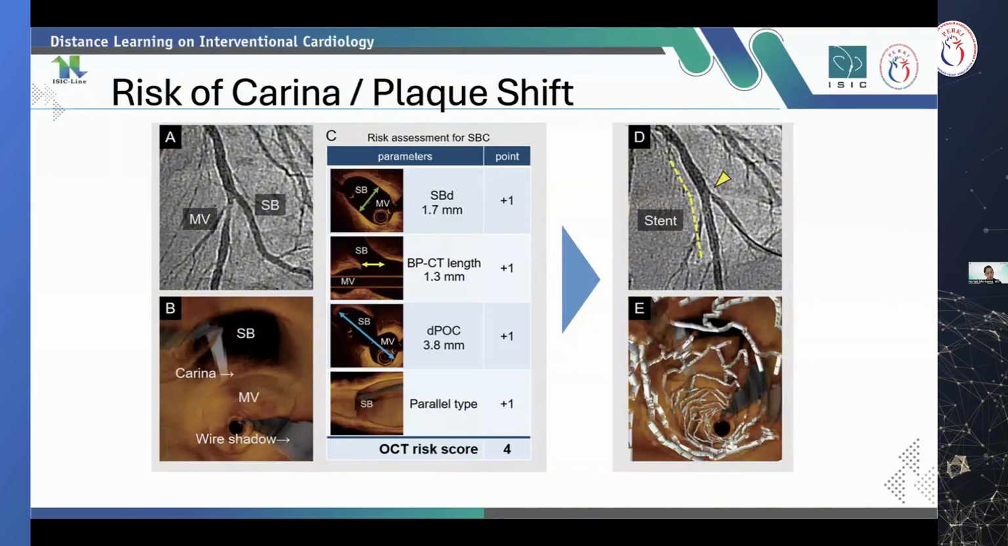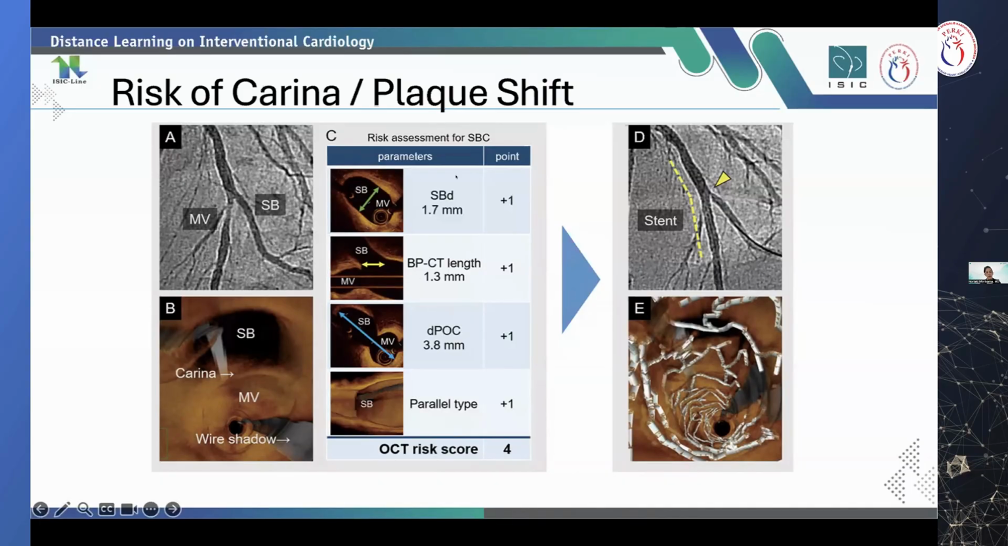and all of the others are, I think, divided into the soft plaque, and we need to grade the risk of carina plaque shift during OCT-guided PCI. This data clearly shows the risk of plaque shift or carina shift. This is almost the same as our angio-guided PCI, but this data is easy to understand.